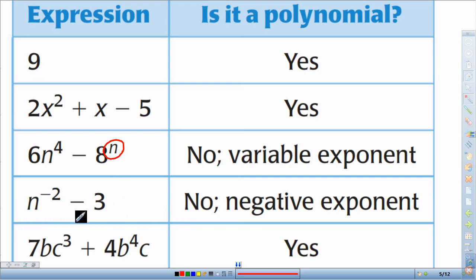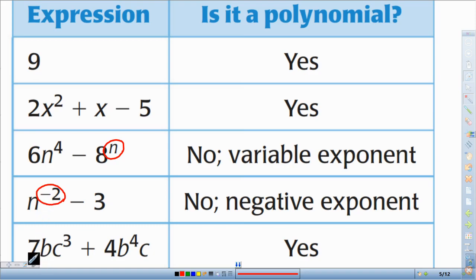Next one. Is this a polynomial? It also looks like it has two terms. The answer is no. And the reason why is it has a negative exponent. We cannot have negative exponents in polynomials. So we cannot have variables as exponents. We cannot have negatives as exponents.